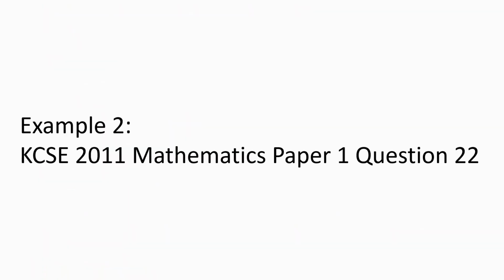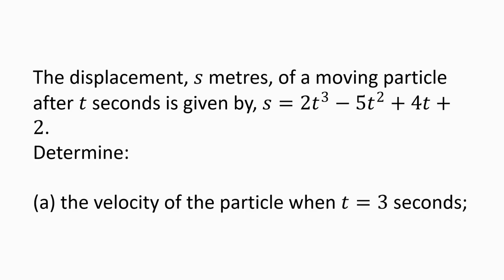Example 2, we have obtained it from KCSE 2011, Mathematics Paper 1, question 22. It states the displacement s meters of a moving particle after t seconds is given by s is equal to 2t cubed minus 5t squared plus 4t plus 2. Determine part A, the velocity of the particle when t is equal to 3 seconds.